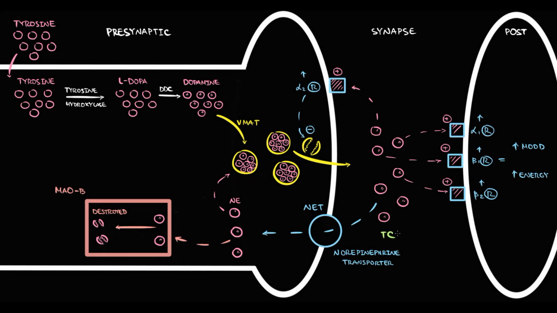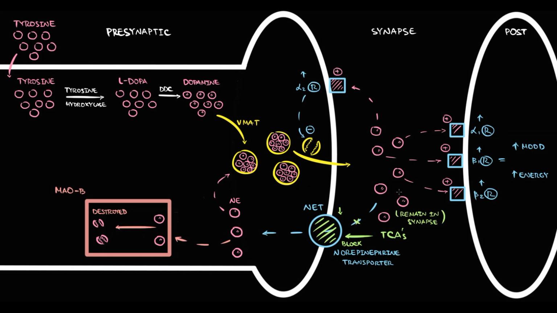Tricyclic antidepressants inhibit the function of NET transporter. With inhibition of NET, the reuptake of norepinephrine into the presynaptic neuron decreases. So more norepinephrine molecules will remain in the synapse, where now these free norepinephrine molecules begin to bind to adrenergic receptors, thereby additionally stimulating them.